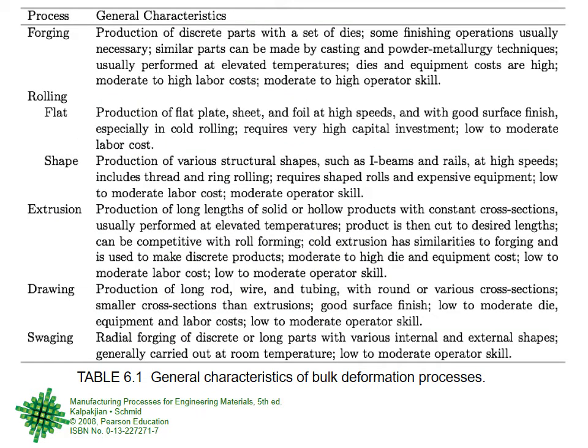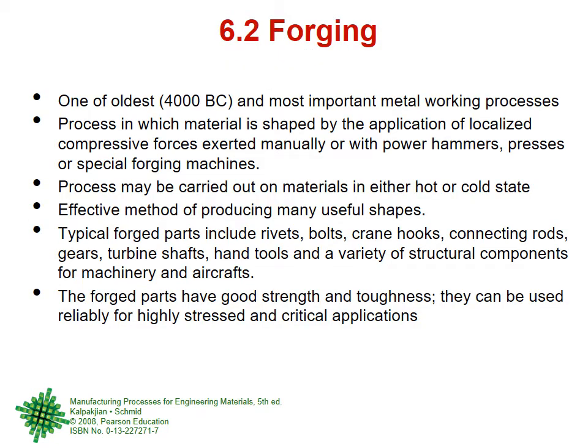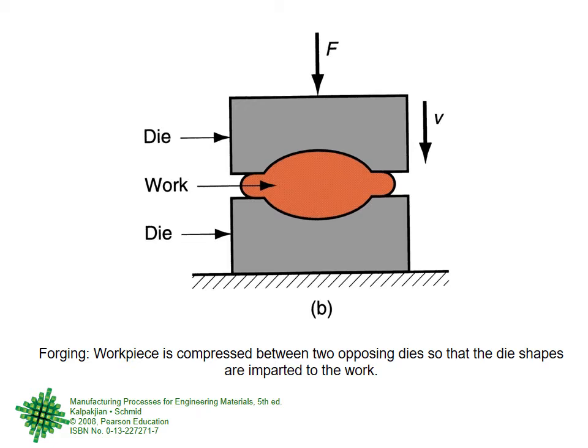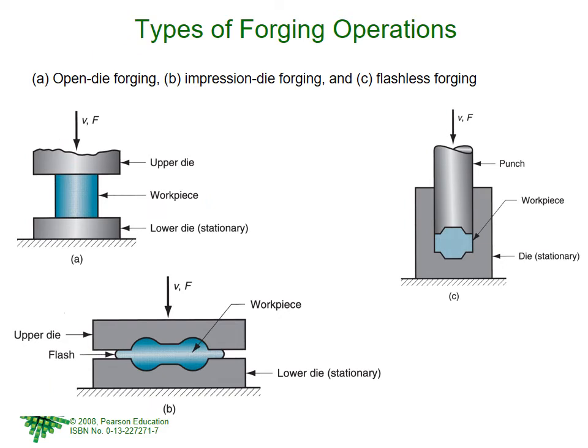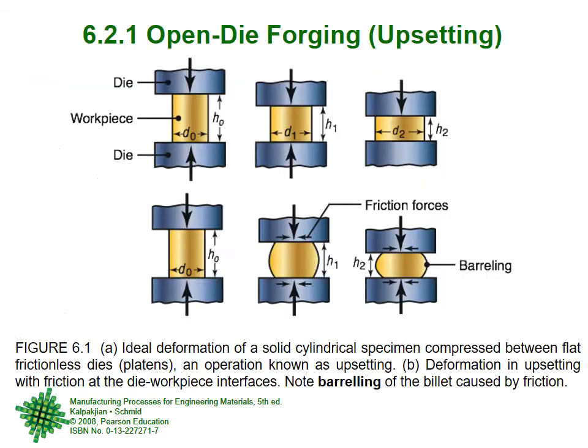A very good chart about the different processes of forging, rolling, extrusion, drawing, etc., and their general characteristics, how they are done, what is required, what type of products there is, and so forth. We then started with one of the main bulk forming processes called forging. General introduction, how it is done schematically, the dies in two pieces. Then the classification of forging itself by equipment, by process, and some other common forging terminology. And these were the types of forging operations: open die, impression die, flashless. And then with open die forging, we were talking of normal forging and barreling.